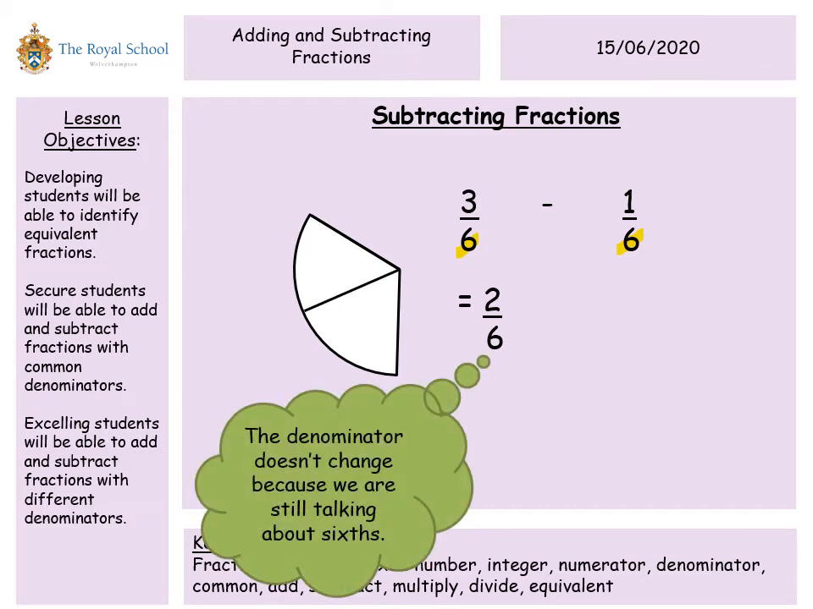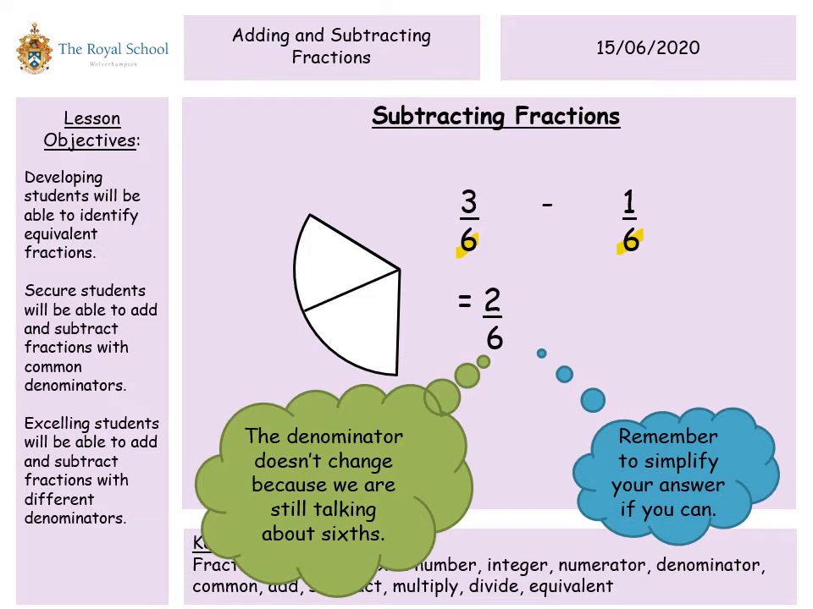And again, the denominator, that bottom number, doesn't change because the size of those pieces hasn't changed. It's just how many we're talking about that has changed. We started off with 3, took away 1, so we've got 2, but they are all sixths all the way through the problem. So our answer is still 2/6.